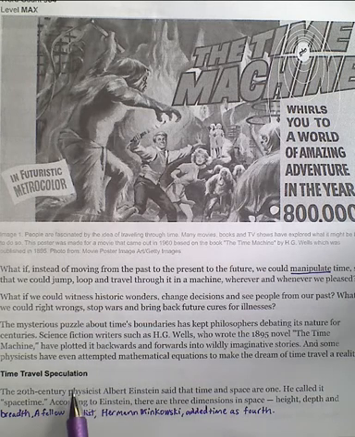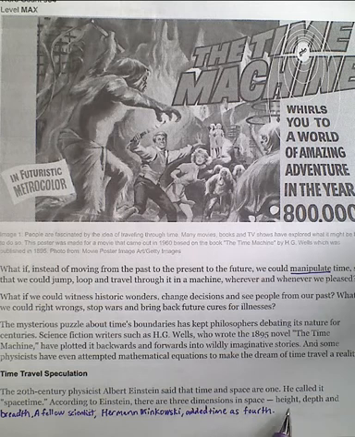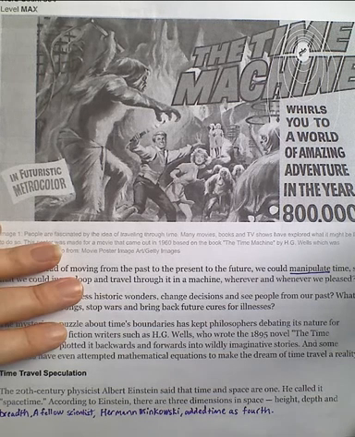Time travel speculation. The 20th century physicist Albert Einstein said that time and space are one. He called it space-time. According to Einstein, there are 3 dimensions in space: height, depth, and breadth. A fellow scientist, Hermann Minkowski, added time as a fourth.